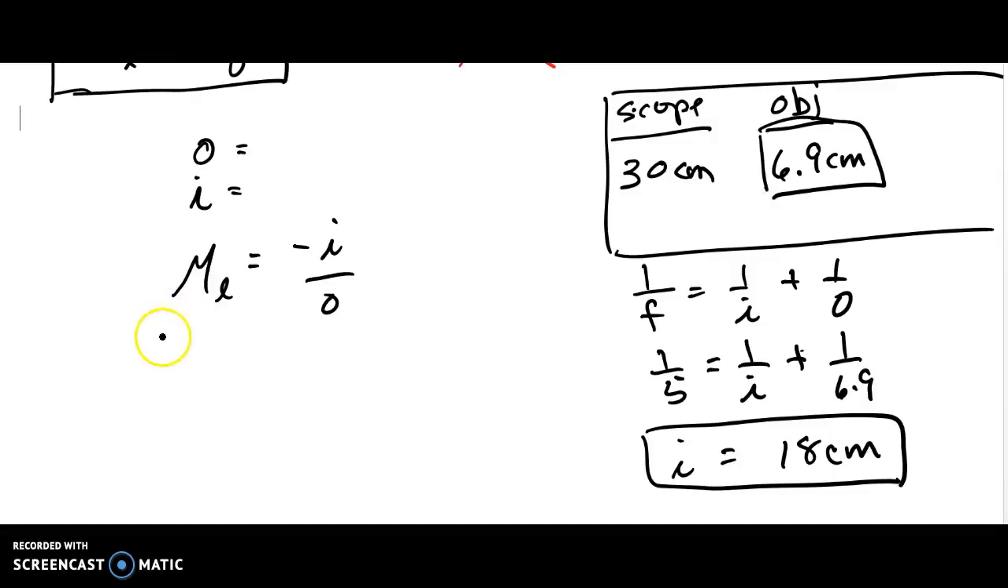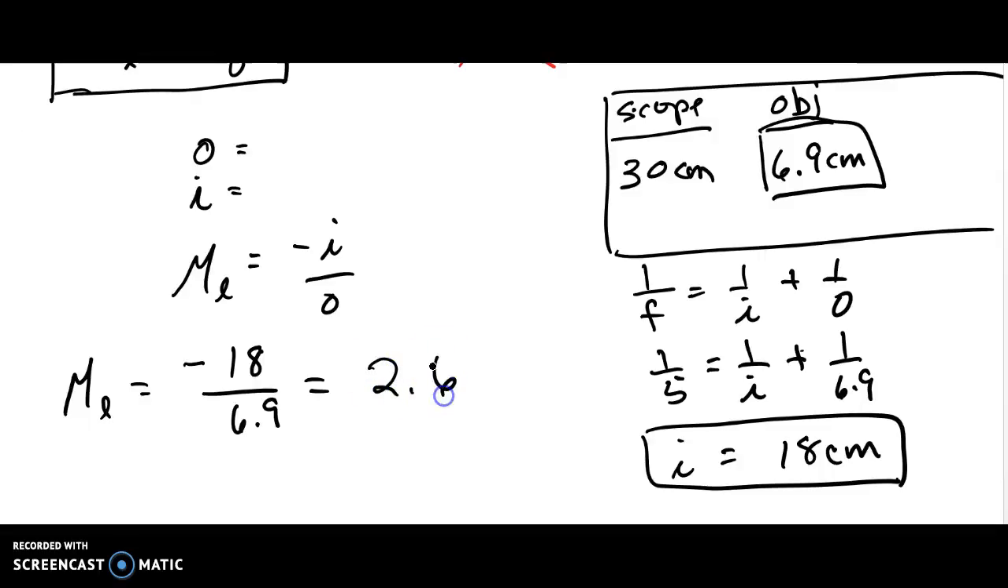Therefore, when I use the linear magnification equation, the linear magnification of my objective lens is minus I, 18, over O, which is 6.9. So when I calculate my linear magnification, that's about 2.6, and it is magnified, so I'm just going to drop the negative number there, 2.6 times.